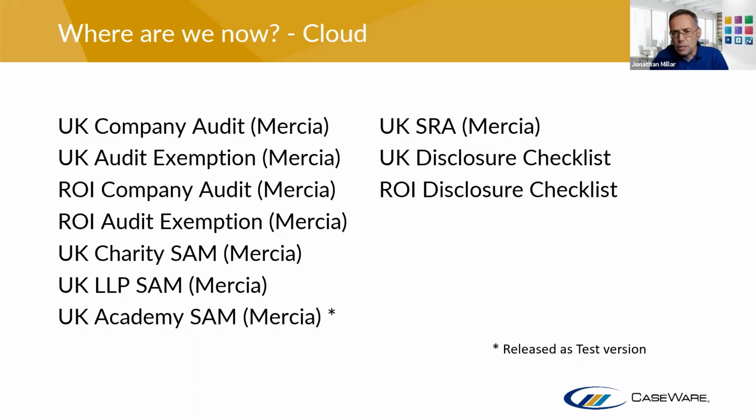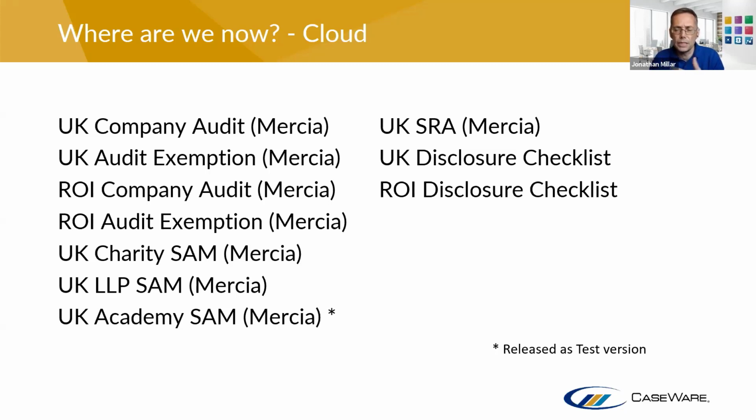The one element that is currently missing from the Mercia suite that we currently offer in the desktop and the hybrid side is the assurance content. So Mercia, as you may be well aware, have a separate assurance SAM as opposed to their audit exemption SAM. And within our desktop hybrid solution, we have audit exemption and assurance content in the same template. So we haven't actually done the assurance working papers.